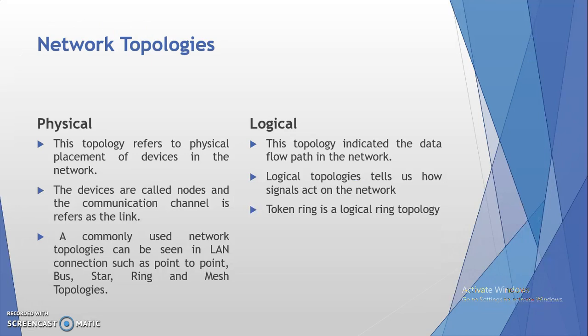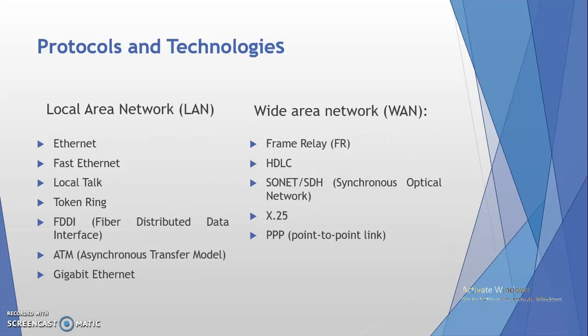Now, network topologies. There are basically two topologies, that is physical and logical. Physical represents the placement of the devices in the network, while logical represents the flow of data in the network and how the data is going to flow from routers and switches. It is shown by the logical network. Physical networks have nodes and links, that is, the devices are called nodes and the communication channel through which the data flows is called a link.